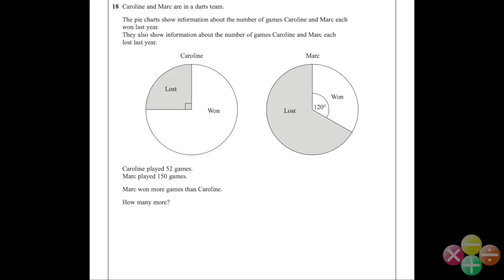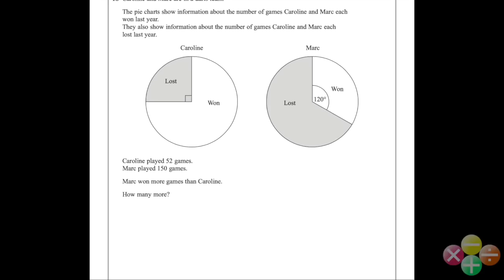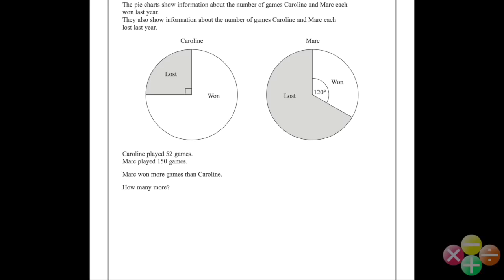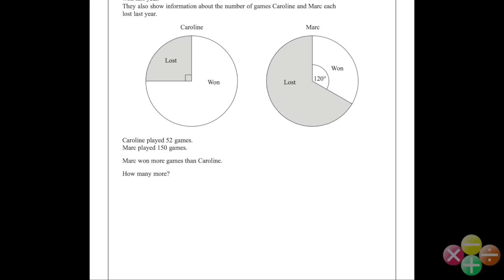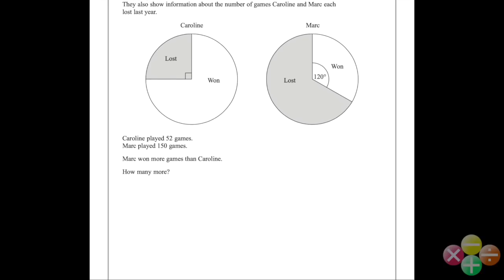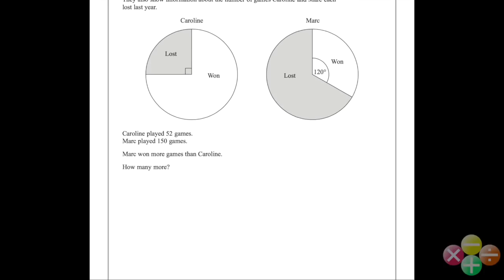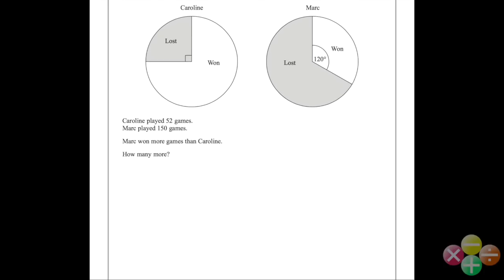Question 18. Caroline and Mark are in a darts team. The pie chart shows information about the number of games Caroline and Mark each won last year. They also show information about the number of games Caroline and Mark each lost last year. So here are our two pie charts. We've got Caroline's, where they're lost and won games, and Mark with his lost and won games. Caroline played 52 games. Mark played 150 games. Mark won more games than Caroline.